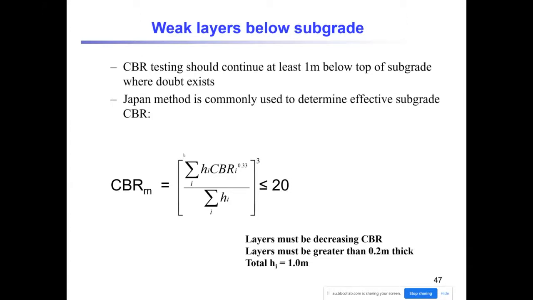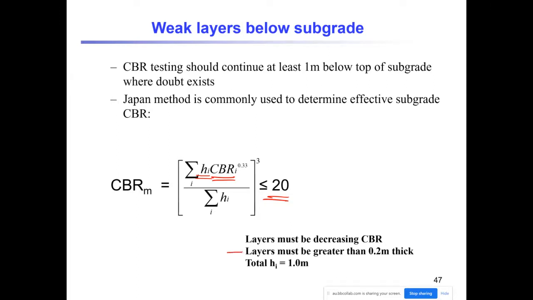So this is the equation that we can use. As you can see, again, this is the weighted average way of determining CBR. So it's a function of the thickness of the layer, and a function of the CBR for each layer. The maximum value that you can determine based on this is 20.